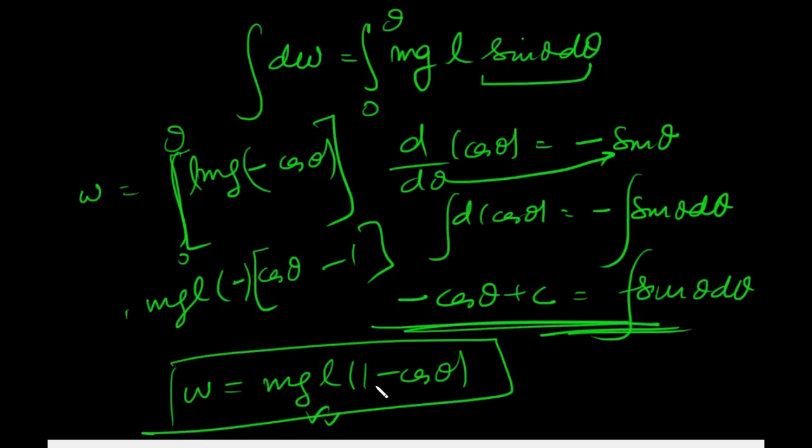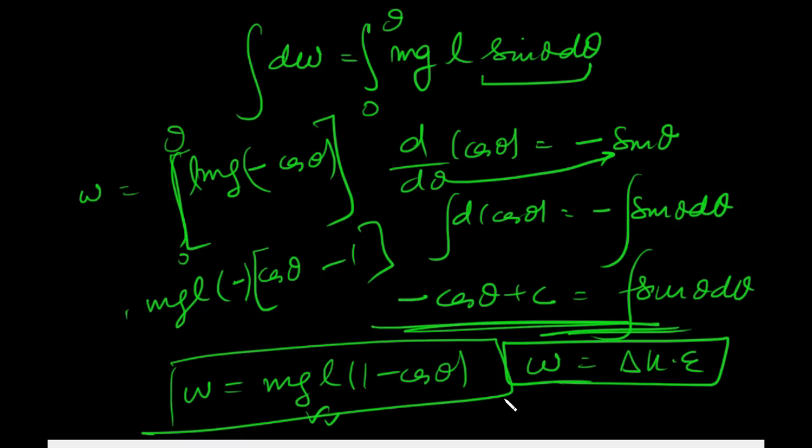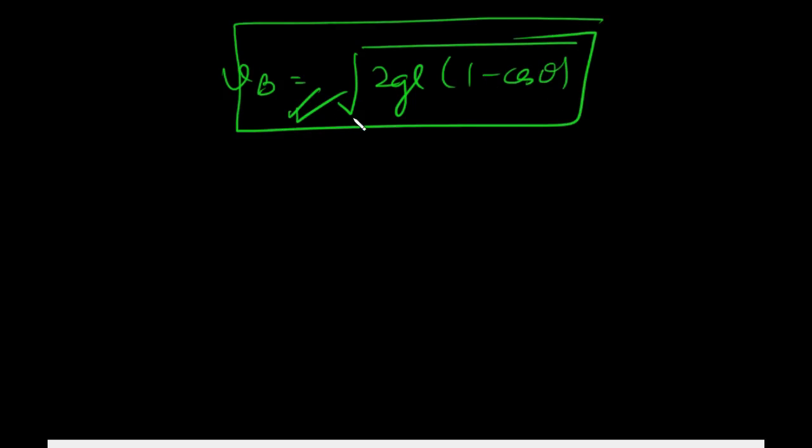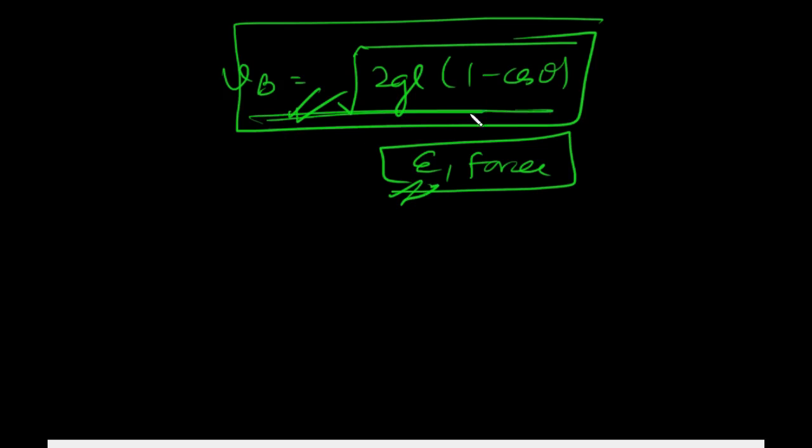Now what is work done? Work done is the change in kinetic energy, which I already told you. At A velocity was 0 and at B velocity is Vb. So the change in kinetic energy would be half m Vb square equals mgL into 1 minus cos theta. So Vb equals root of 2gL into 1 minus cos theta. This is the exact same answer which I arrived at earlier. So you see, you can do it by any method, energy or force method. You can apply any method, the answer will be the same. It has to be the same.